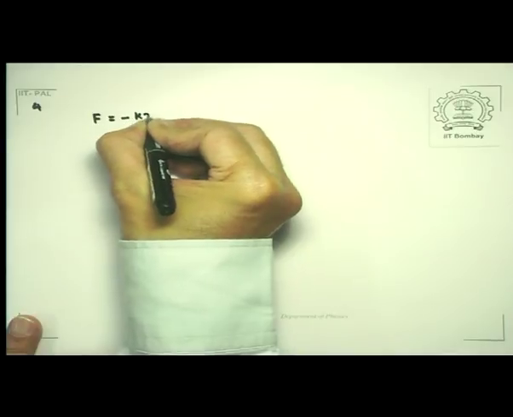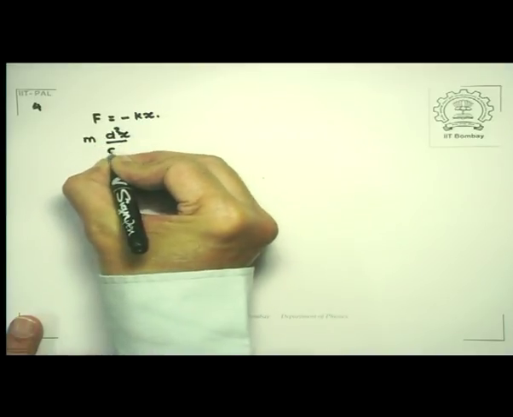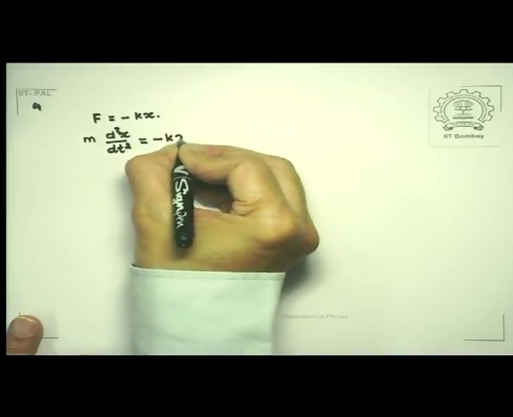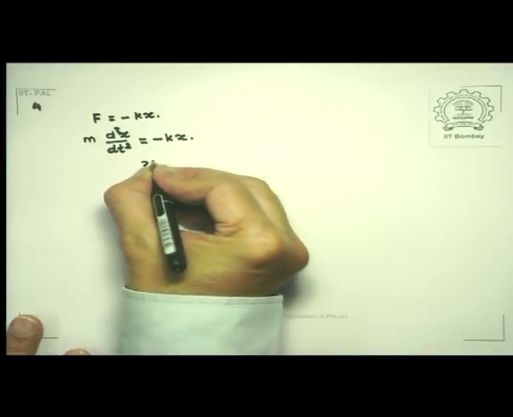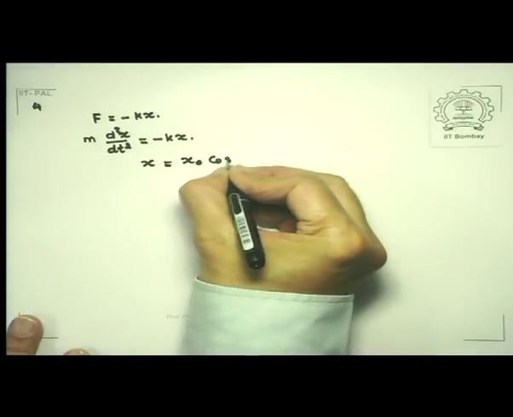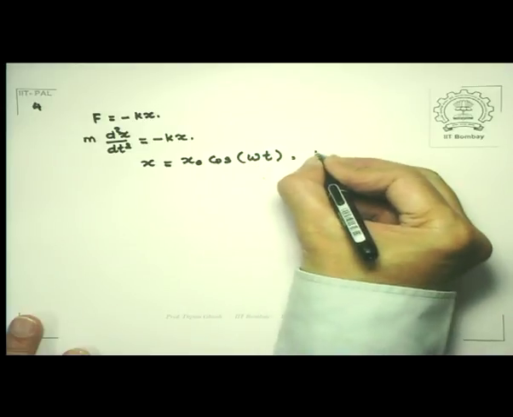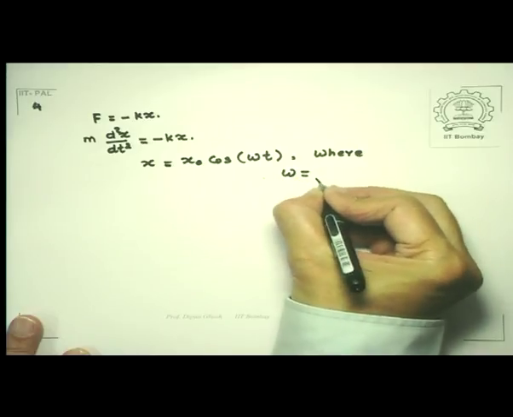Now look at what happens at an arbitrary point, when the extension or the compression was by x. There is a spring force which acts on the mass, and the only force that is there is minus k x, but that must be equal to m d square x by dt square, that is the mass times the acceleration. So that's equal to minus k x, which simply is nothing but the equation of simple harmonic motion, and the solution being x equal to x0 cosine of omega t, where omega is square root of k over m.